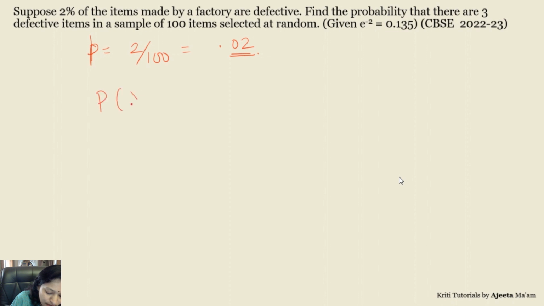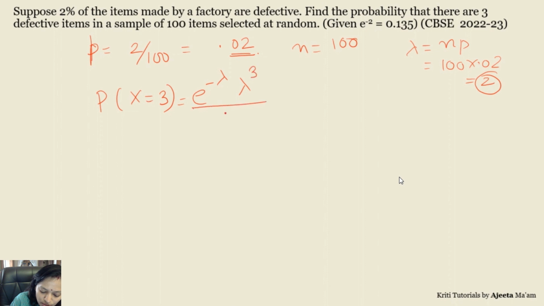So for what do you have to find it? For 3. What is your n given to you? 100. So let's find lambda first. Lambda is np, which is 100 into 0.02, which is 2. So what will be your formula? e raised to minus lambda, lambda raised to 3 upon 3 factorial, which is e raised to minus 2, 2 raised to 3 upon 6.